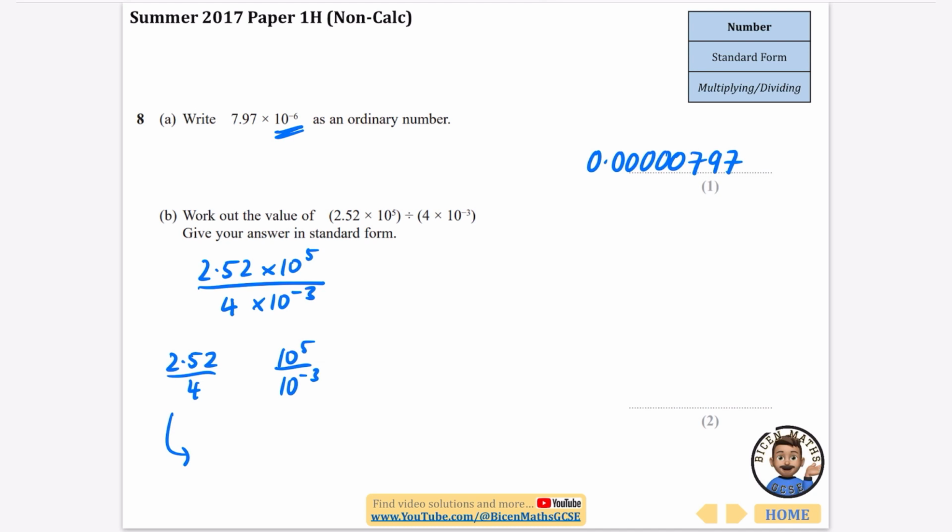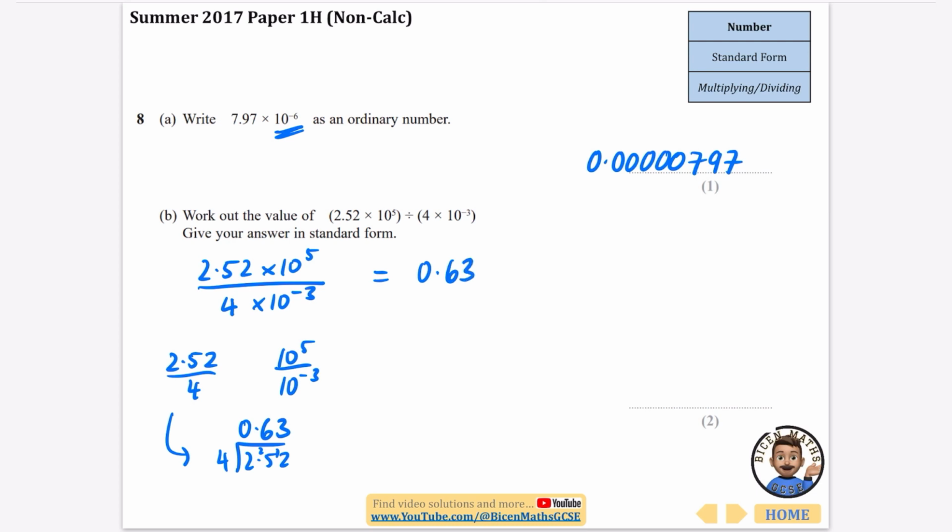So I'm going to see how many times does 4 go into 2.52. Well, 4 doesn't go into 2, so I'll carry it across. 4 goes into 25, 6 times, remainder 1, and 4 goes into 12, 3 times. So we get 0.63 for the beginning part of the number.